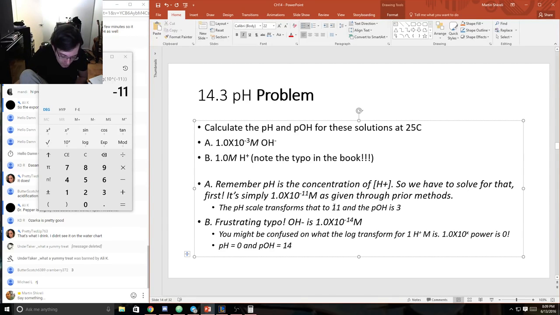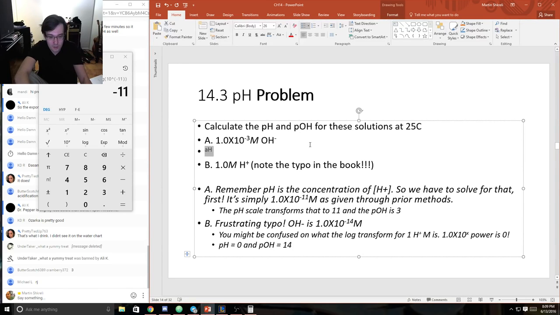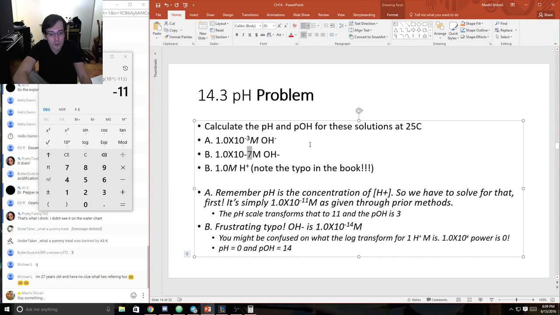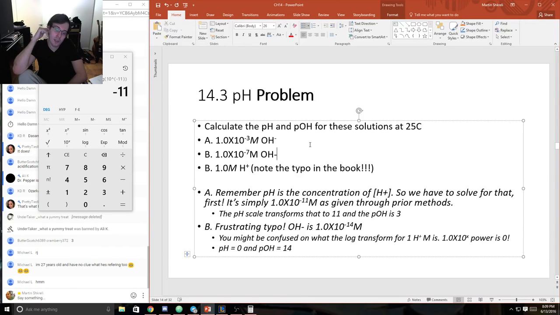Let's see, how do I do this? Well, B is, I guess I skipped B, which is very easy. B is 1.0 times 10 to the -7th molar hydroxide, which is simply very easy to calculate. The pH would be 10 to the negative 7th hydrogen ions or protons.